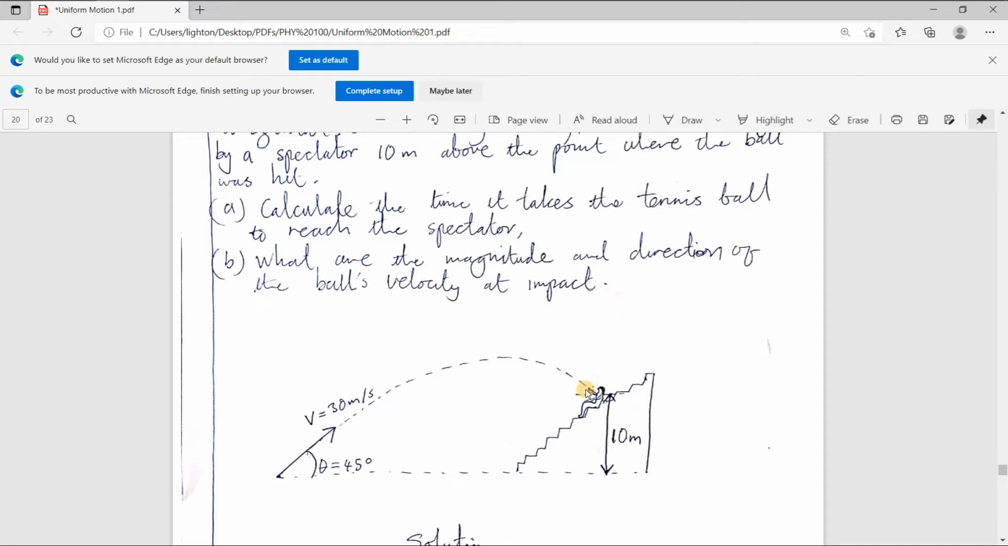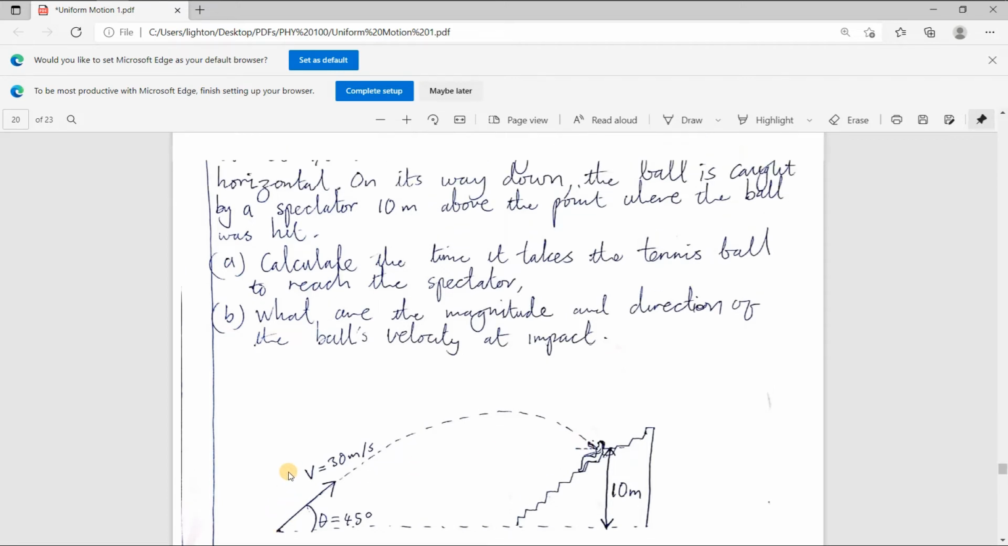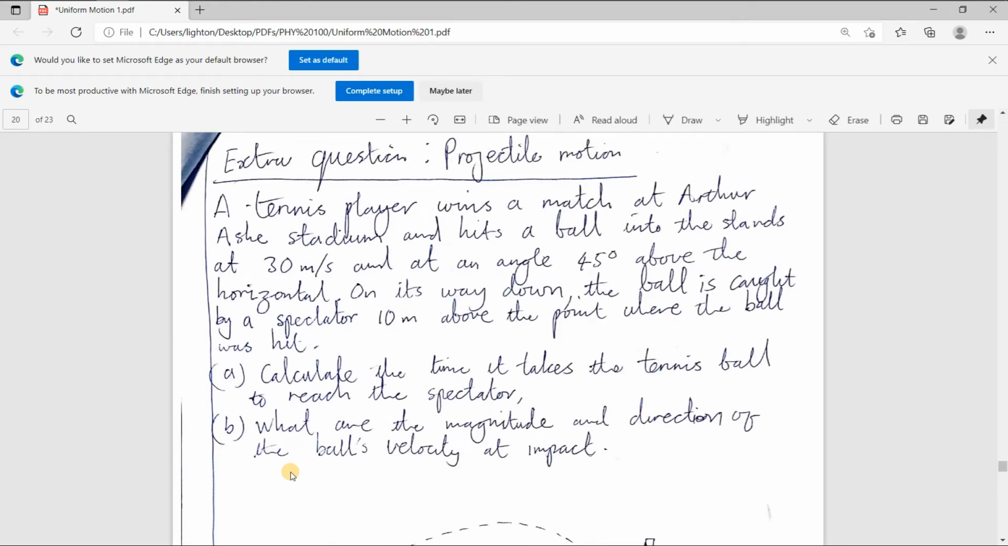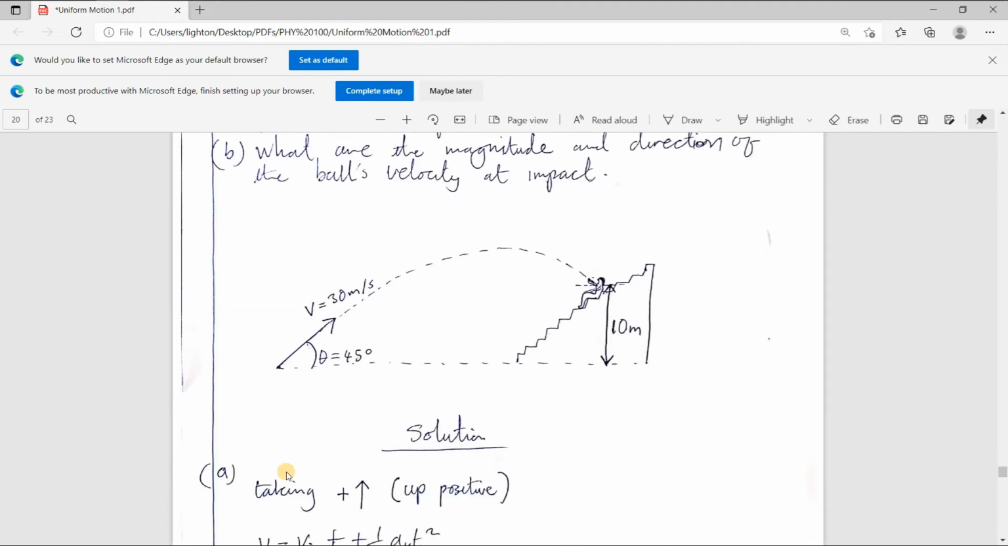So this is what this tennis player did. The tennis player won the match and hit the ball up there to the spectators. All right. So this spectator caught the ball, but this spectator was sitting at a height of 10 meters. So these are benches, you see, where people sit. But this one was sitting at some height of 10 meters.